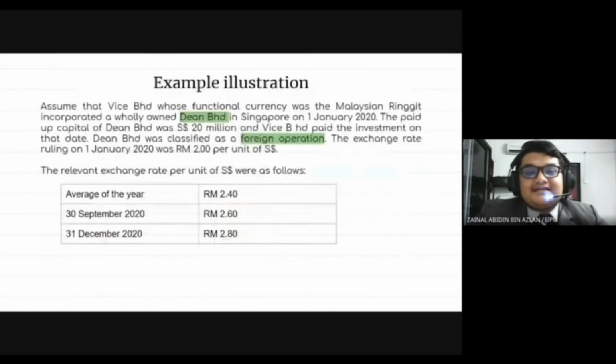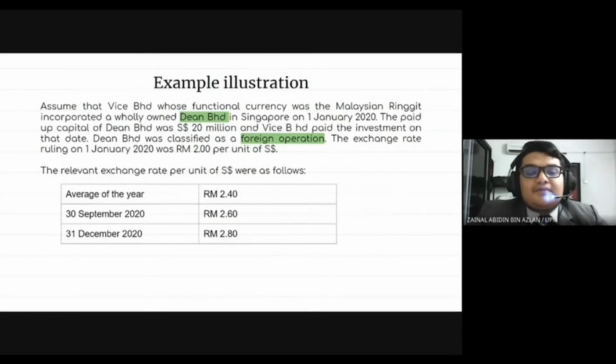This is the example illustration. You can pause if you want to read further. Have you read the question? Let me read again. Assume that Faiz Berhad, whose functional currency was the Malaysian ringgit, incorporated a wholly owned Din Berhad in Singapore on 1 January 2020.